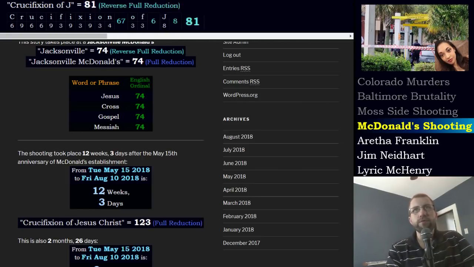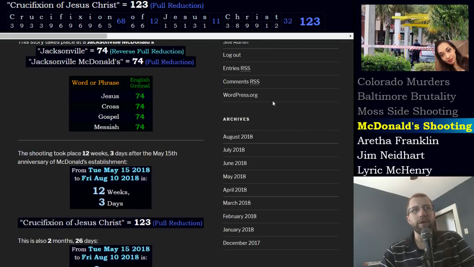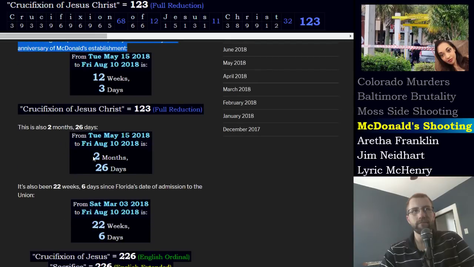So Jesus was crucified at age 33. Crucifixion of Jesus Christ equals 303 in Gematria. This language of letters and numbers, of course, rooted in the Bible, the story of the crucifixion being of utmost importance to this. Now, in reduction, crucifixion of Jesus Christ equals 123. This shooting occurred 12 weeks and 3 days after the anniversary of McDonald's establishment on May 15th. This measurement also converts to 2 months and 26 days.